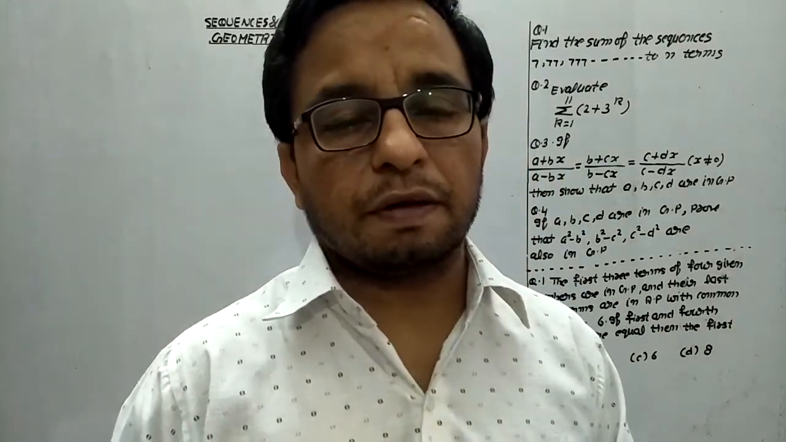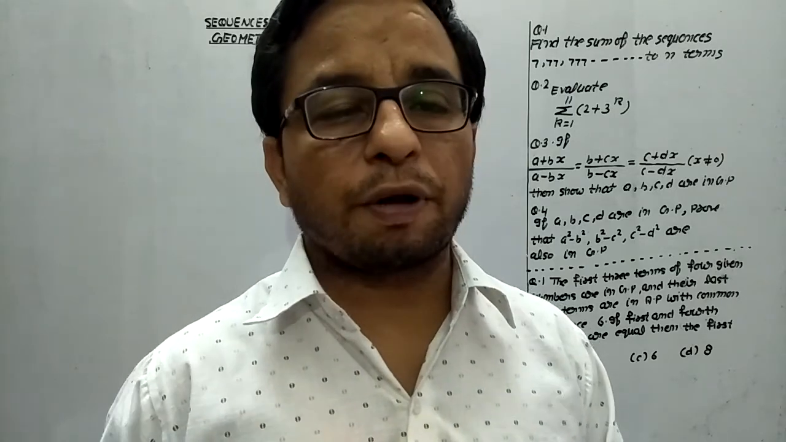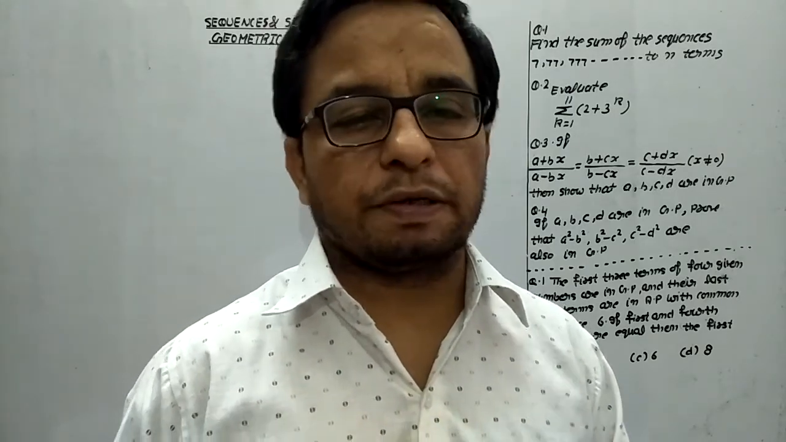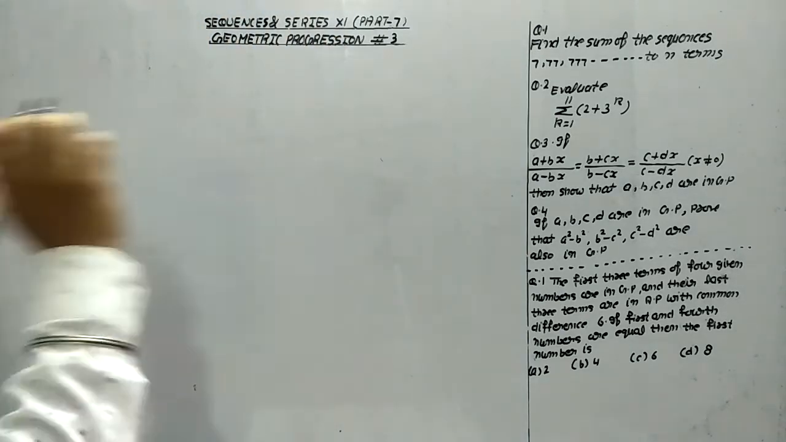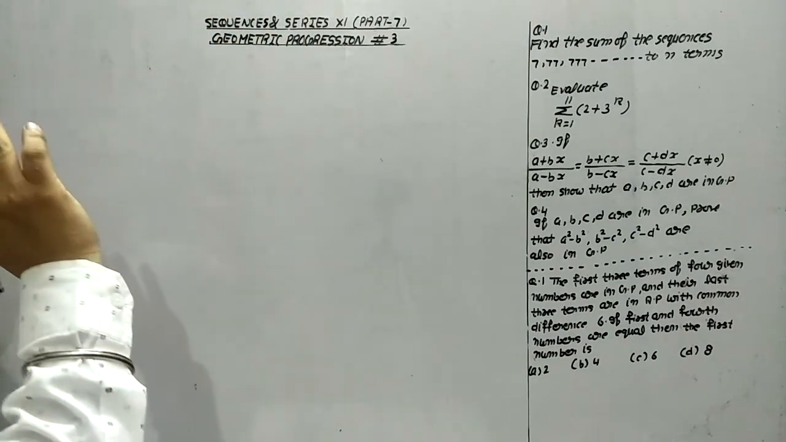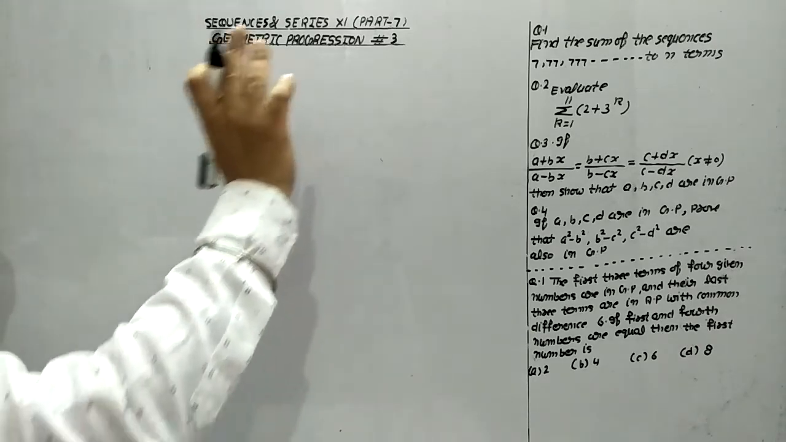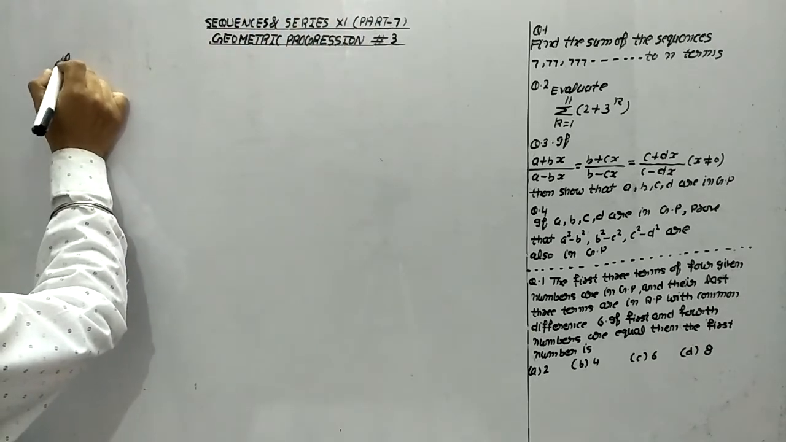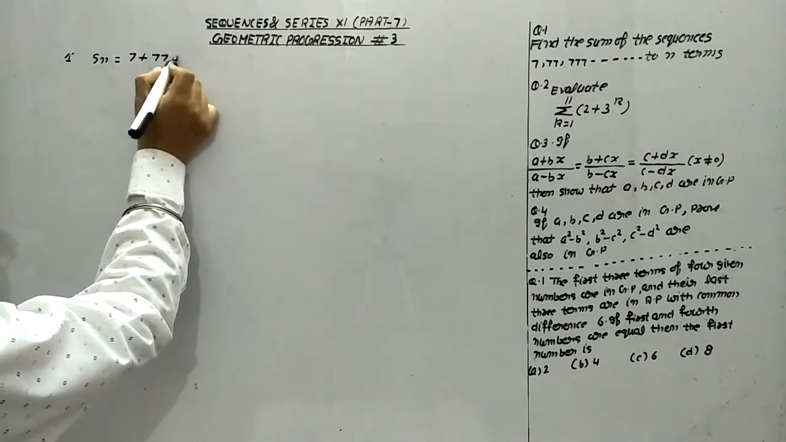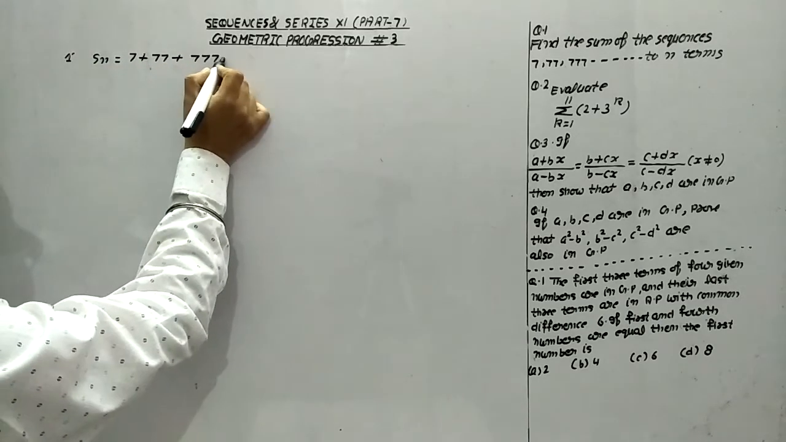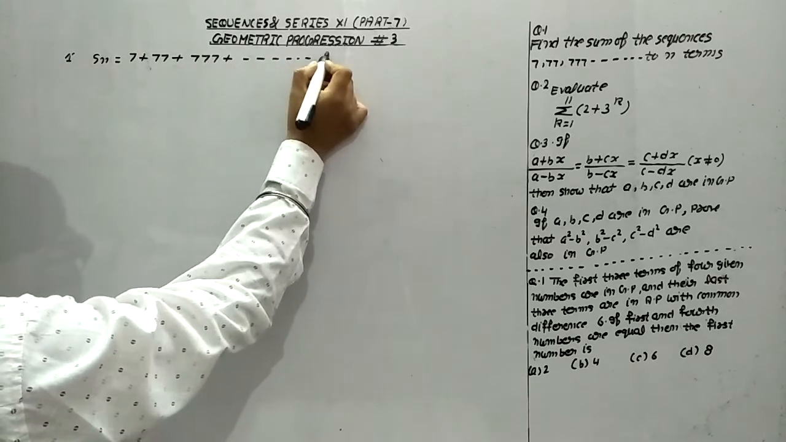Hello everyone, in this part 7 of sequences and series, we will do the very important questions related to geometric progressions. So let's start with question number 1. In question number 1, we have to find the sum of the sequence to n terms. First of all, Sn means the sum of all the terms: 7 plus 77 plus 777 plus and so on up to n terms.